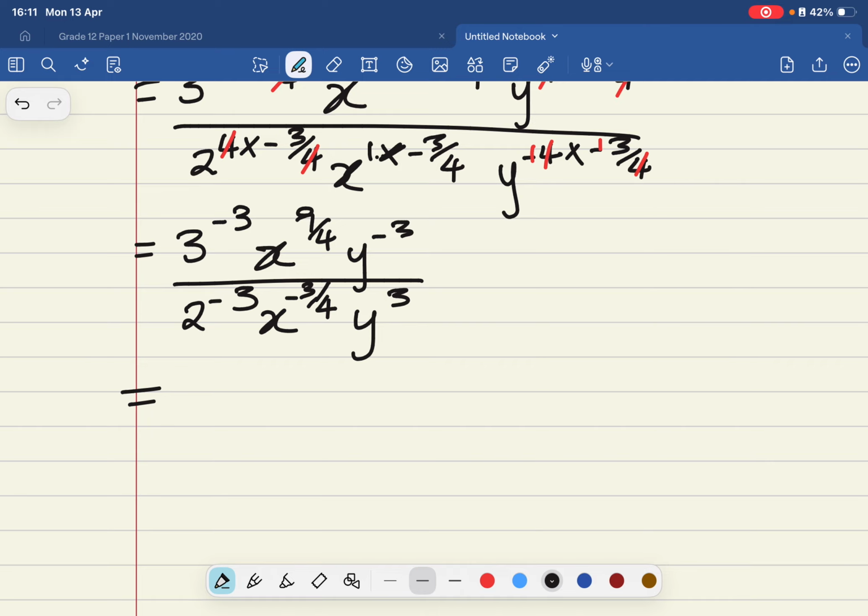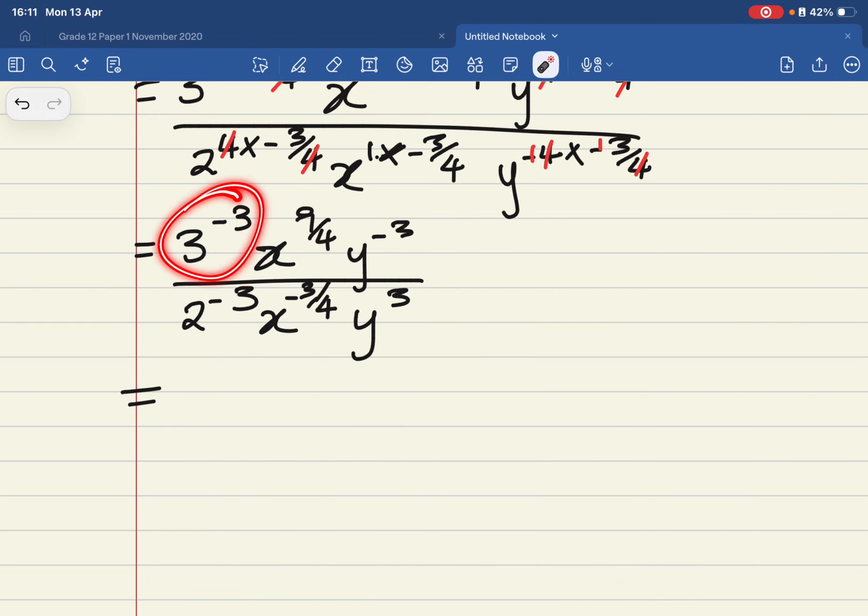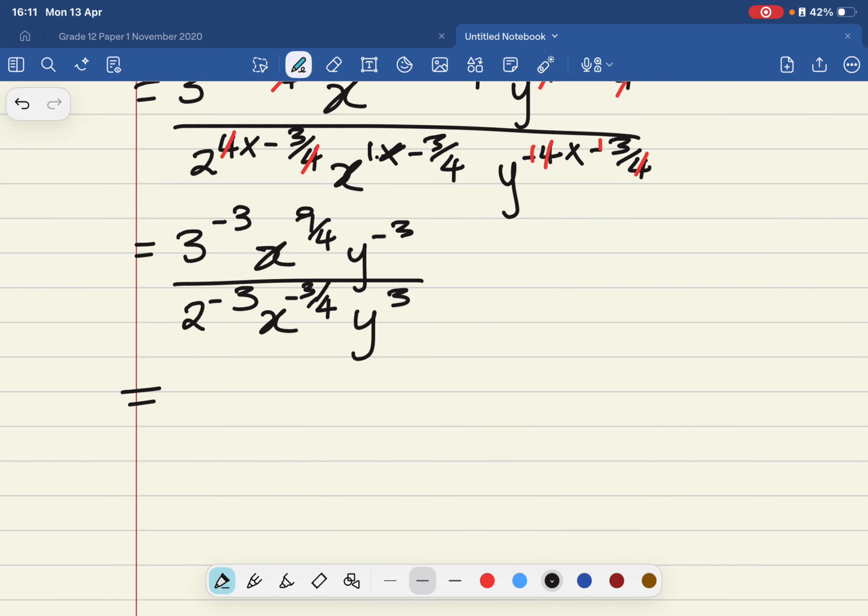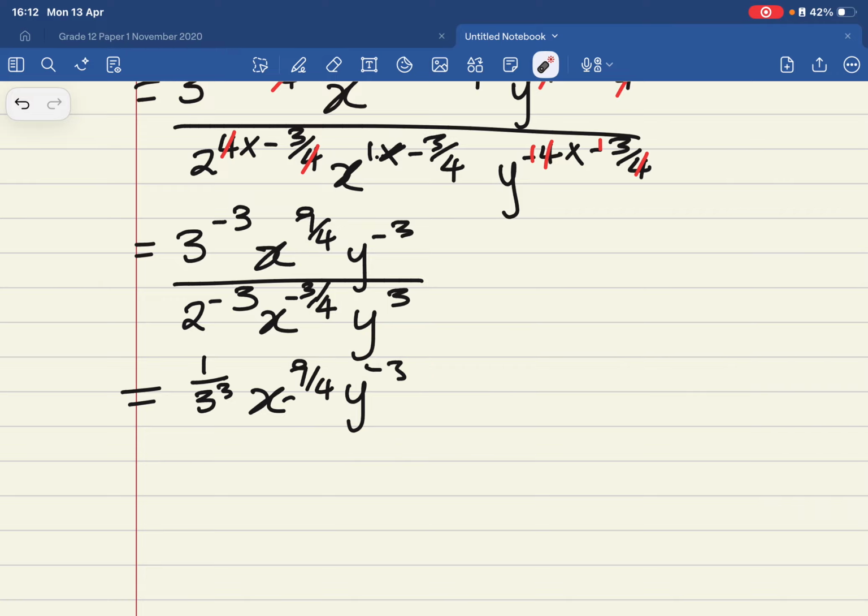And then here it's the same. I have a negative exponent, I have a negative exponent. According to the definitions, I can rewrite this as 1 over 3 cube. Then it's x to the power of 9 over 4, y to the power of negative 3. The reason why I'm not changing this y to the power of negative 3 is because on the denominator I also have y to the power of 3. So I'm hoping they will divide each other.